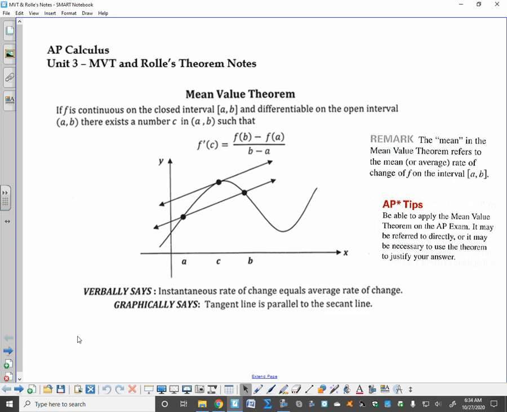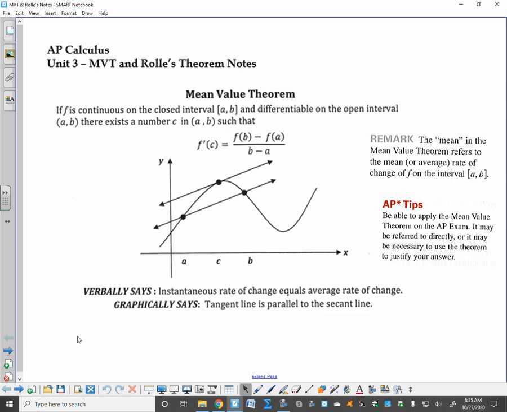Now, when I say mean, you should think of average, which should make you think of average rate of change, which should make you think of slope. Okay, so I'm going to look at the remark off to the side. It says the mean in the mean value theorem refers to the mean or the average rate of change of f on the interval a to b. Okay, so the average rate of change is the slope. That's the slope, not the derivative, not the tangent line, just the slope. So given 2 points, I'm going to do y minus y over x minus x, and I'm going to get the average rate of change between 2 points.